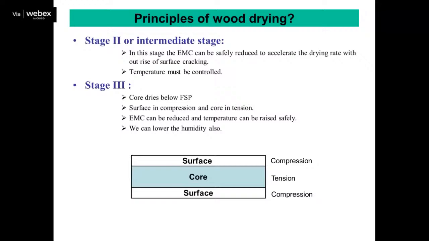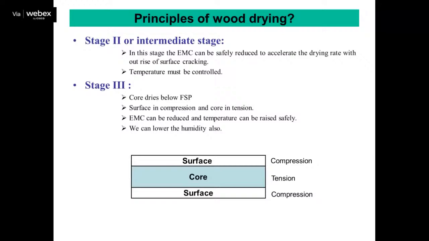In the second stage, or the intermediate stage, the equilibrium moisture content can be safely reduced to accelerate the drying without risk of surface cracking. Here the opposite situation happens. The core has dried below the FSP, whereas the moisture level in the surface has become higher. So the core is in tension and the surface in compression. Again, there are chances that a certain kind of set or deformity may occur if we do not take care in this stage also, which may result in a seasoning related defect.